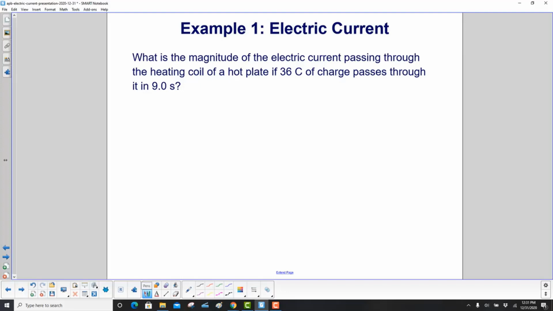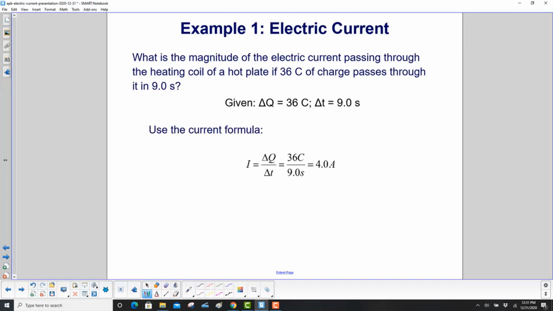Example 1. What is the magnitude of the electric current passing through the heating coil of a hot plate if 36 coulombs of charge passes through it in 9 seconds? We list our givens here. We have delta Q is 36 coulombs, delta T is 9 seconds. We use our current formula, delta Q over delta T, 36 coulombs divided by 9 seconds, and we get 4 amps. Recall, please, an amp is a coulomb per second.